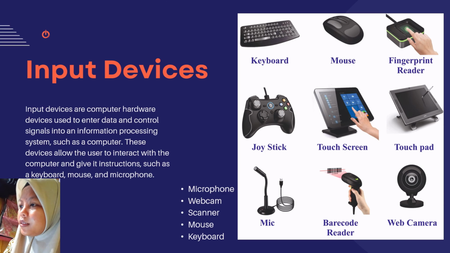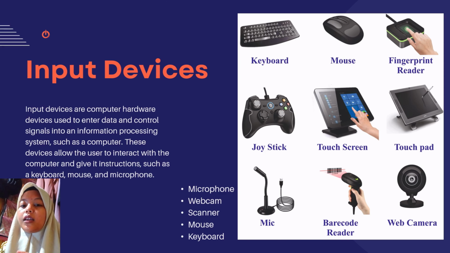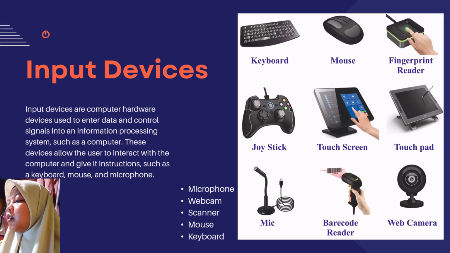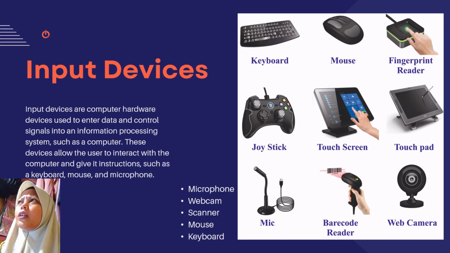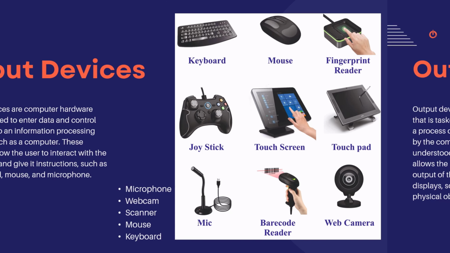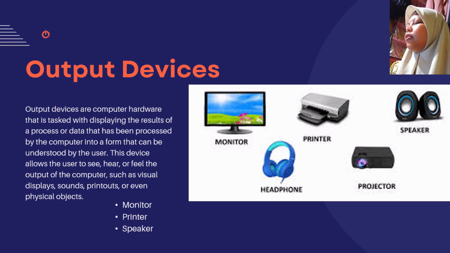Next, input device. Input device are used to enter data into the computer. Example include the keyboard, mouse, microphone, and scanner. Without input device, the computer cannot receive instruction. Output device display the result of a computer process. This may include visual output on a monitor, sound from speaker, or print documents from a printer.